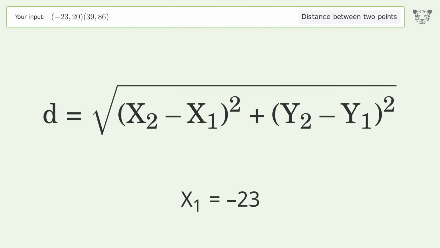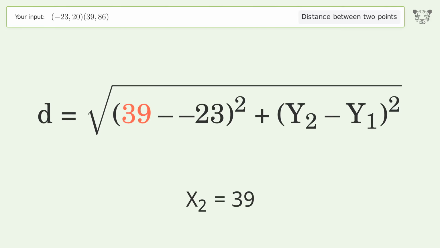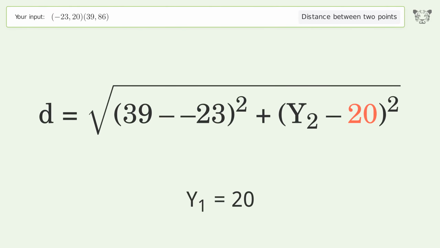x1 equals -23. x2 equals 39. y1 equals 20. y2 equals 86.